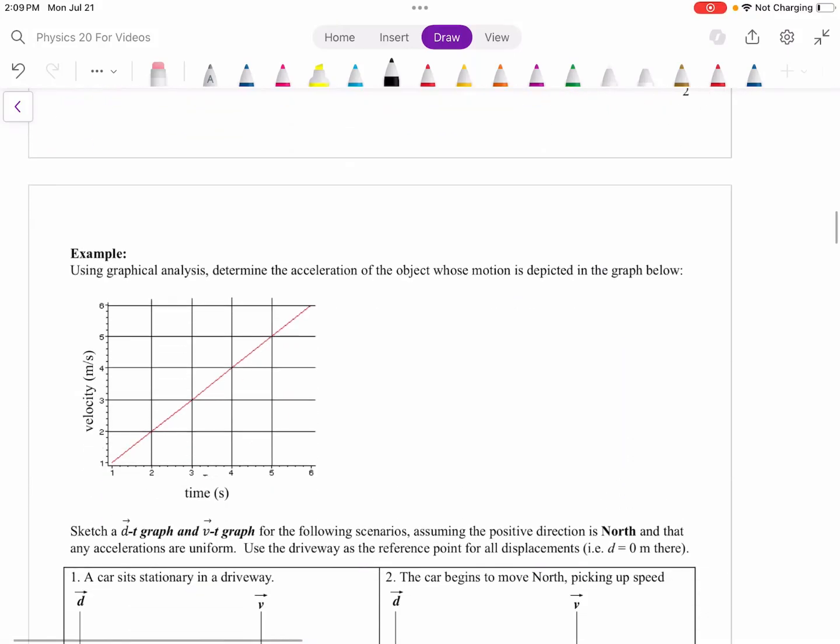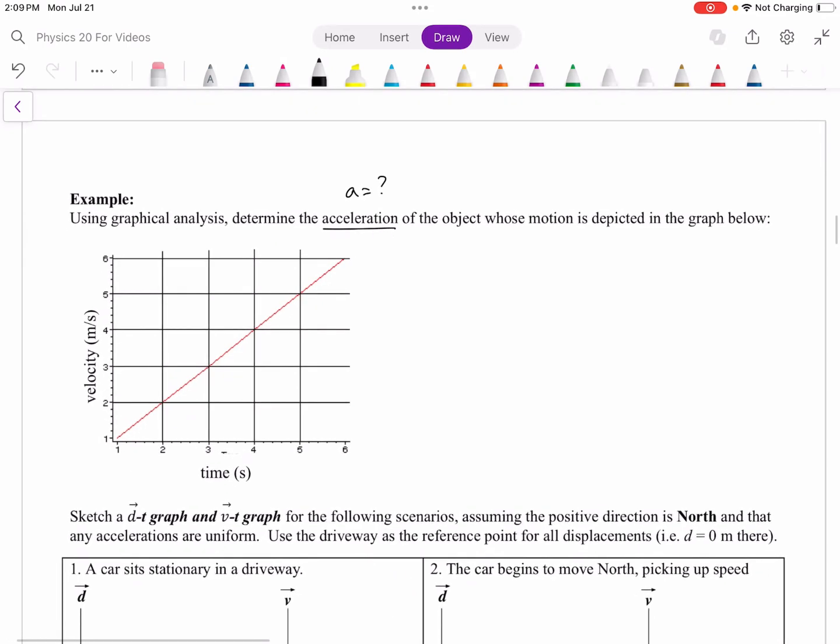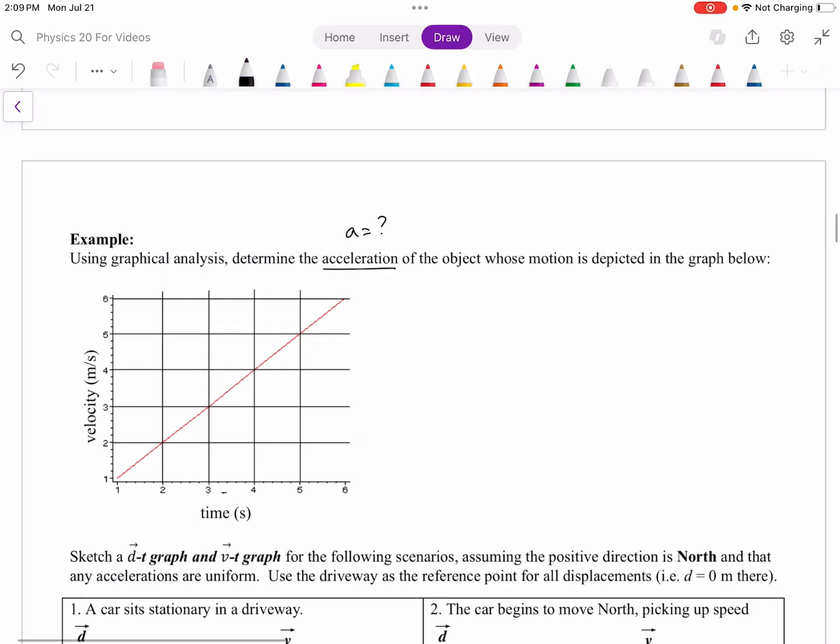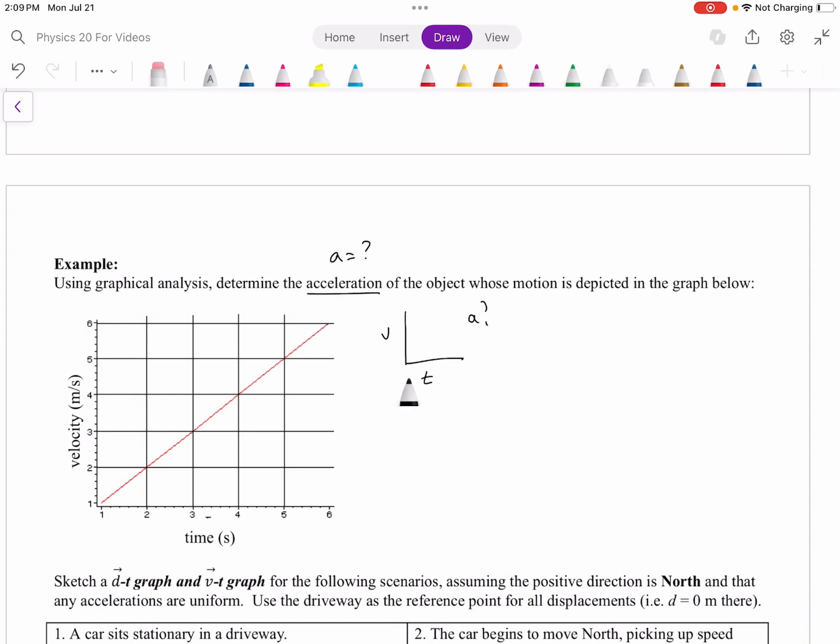Okay, so let's go ahead and try out an example here. Using graphical analysis, determine the acceleration of the object whose motion is depicted in the graph below. Like always with graphical analysis, we want to make sure we understand what's on each axis. Here we have velocity on the y-axis and time on the x-axis. Just like solving any question, you're going to have given variables and required variables, right? In this case, our givens are given to us on a graph. So we are given velocity, we are given time, and we are asked to find acceleration.